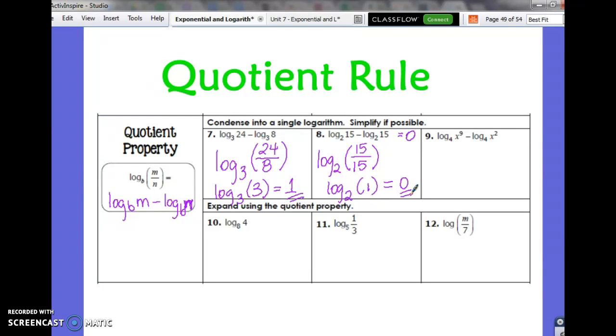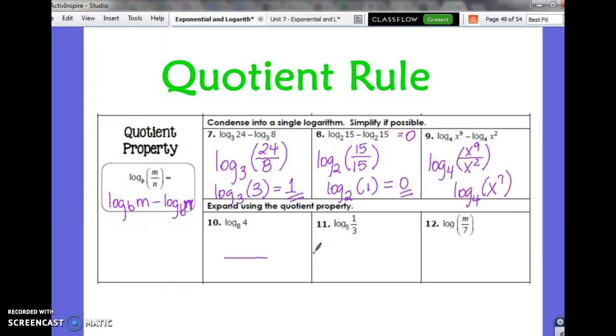And then finally, we have some variables. So if you've got an expression that you want to condense into one log, the base will be 4. And whichever log comes first, well, that goes on top of the quotient. That's the numerator. And whatever log comes second, that term goes in the bottom, or into the denominator. And then make sure you simplify. So log of x to the 9th over x squared can be condensed to log base 4 of x to the 7th power, because you can subtract those exponents.